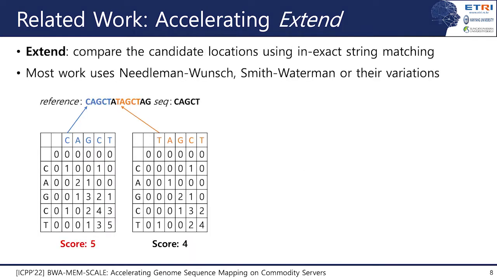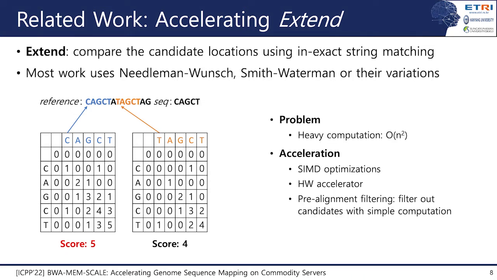After seed phase, the extend phase compares the candidate locations using inexact string matching. The widely used algorithms for extend phase are variations of dynamic programming algorithms. BWA-MEM-2 uses a variation of the Smith-Waterman algorithm. This kind of algorithm needs to populate a matrix with scores.